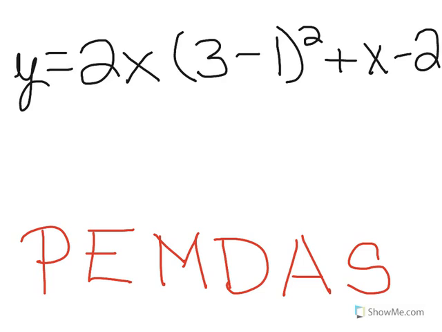Before we get started, I want to explain what each letter stands for in PEMDAS. P stands for parentheses. E stands for exponents. M stands for multiplication. D stands for division. A stands for adding. And S stands for subtracting. If you solve or simplify an equation in this order every time, you will always simplify the equation correctly.